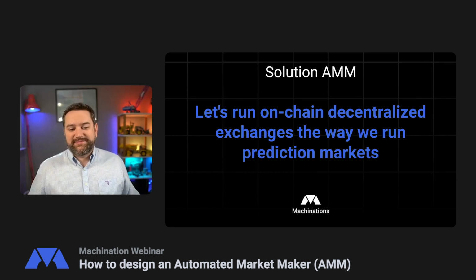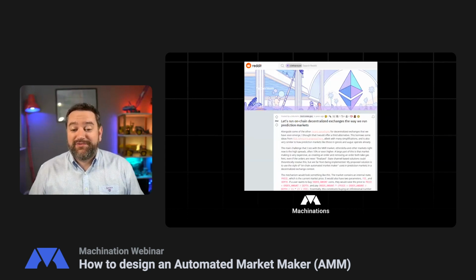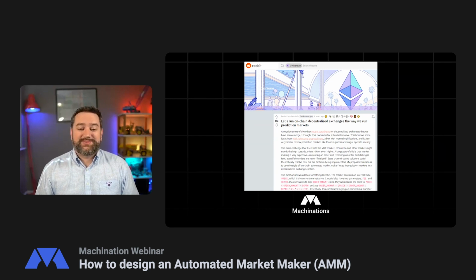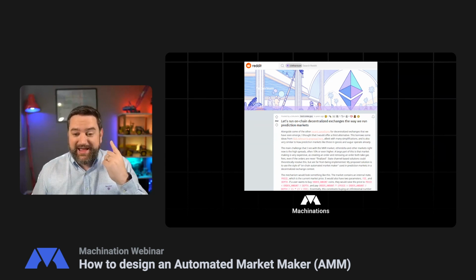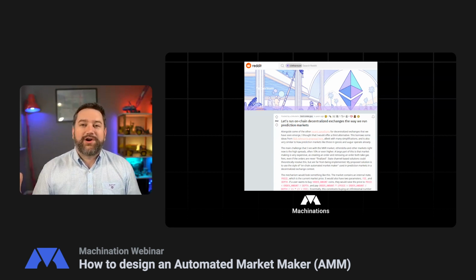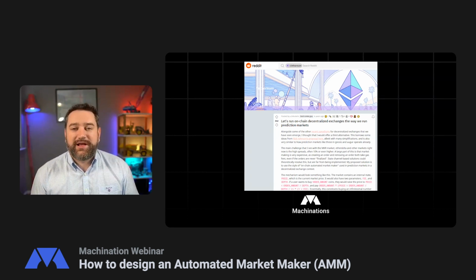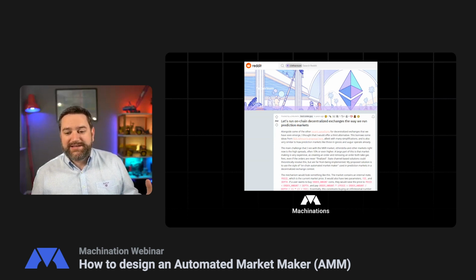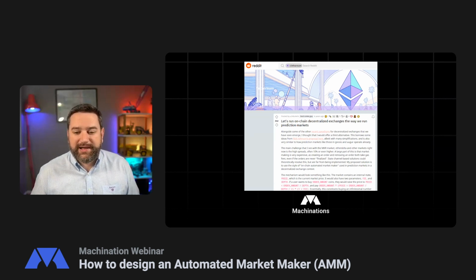And so this came out: let's run on-chain decentralized exchanges the way we run prediction markets. And that's a direct quote. Very few people probably know about this. This was when AMMs were pretty much first mentioned anywhere on the internet, posted on Reddit, which proposed this whole idea. I'll post this link to the chat at some point during today's session so you can have a look at it. My favorite comment in there is that this rather obscure Reddit post basically created a multi-billion-dollar marketplace.